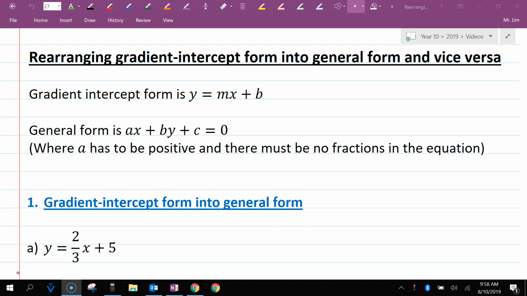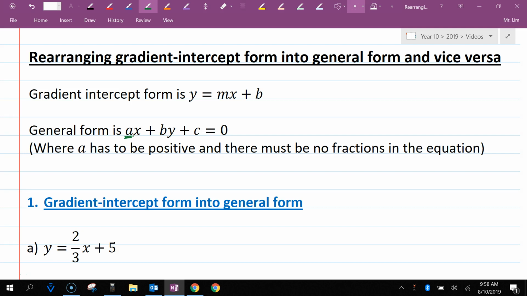So gradient intercept form is y equals mx plus b. Okay, we're all used to this. We know that m is the gradient and b is the y-intercept. General form, however, is ax plus by plus c is equal to 0, where the coefficient of x, a, has to be positive. There has to be no fractions at all. And all of that has to equal 0. So those are the three requirements of general form.